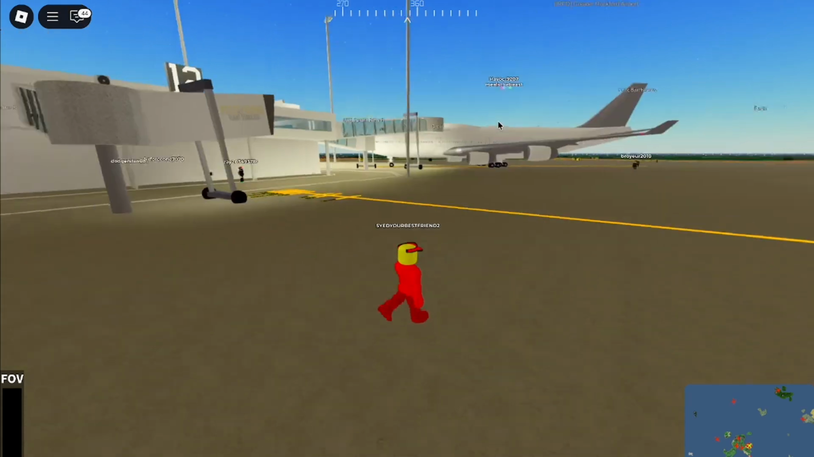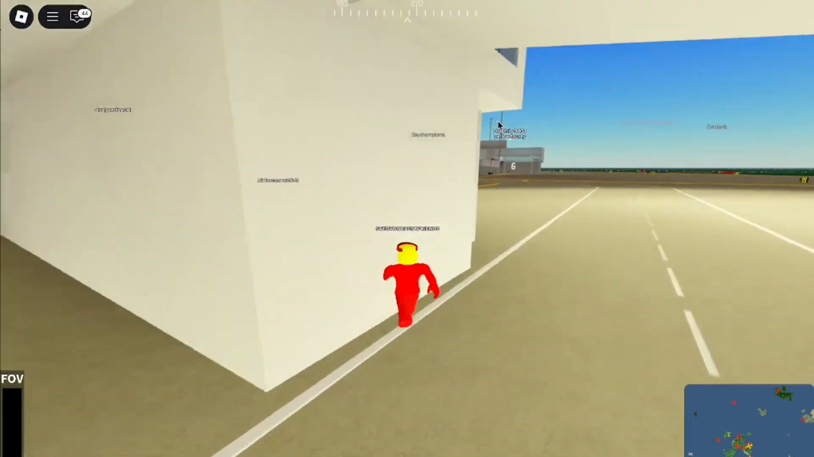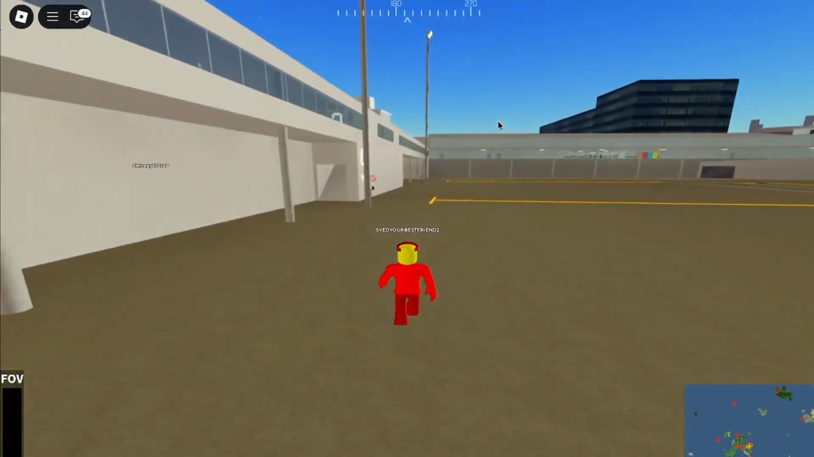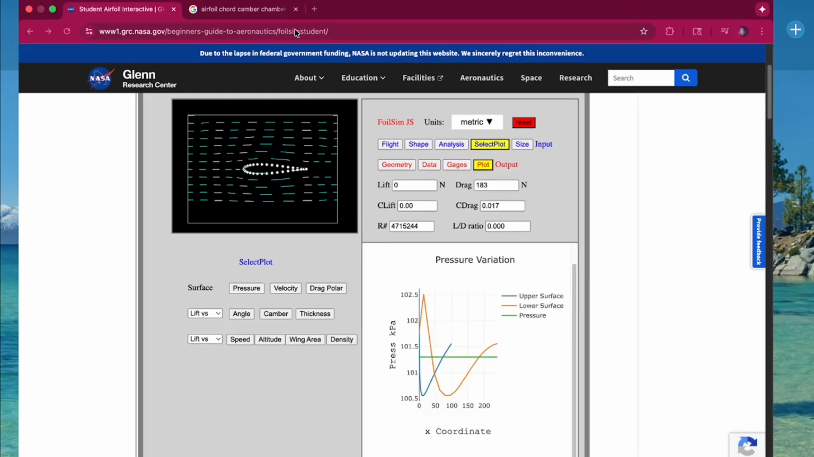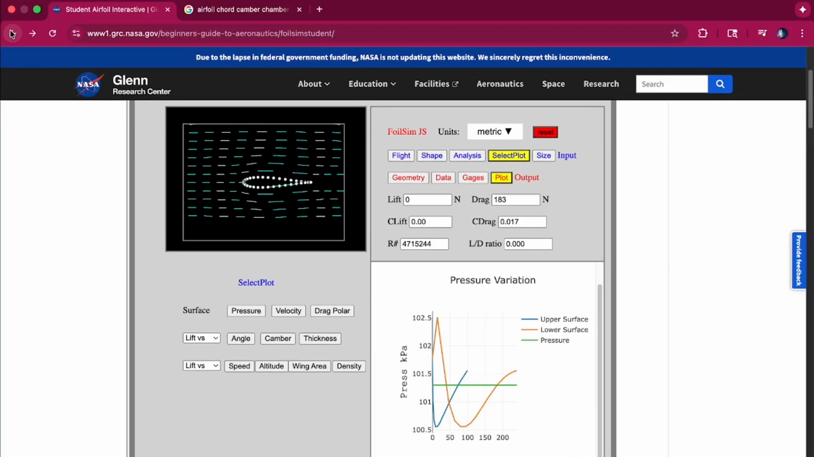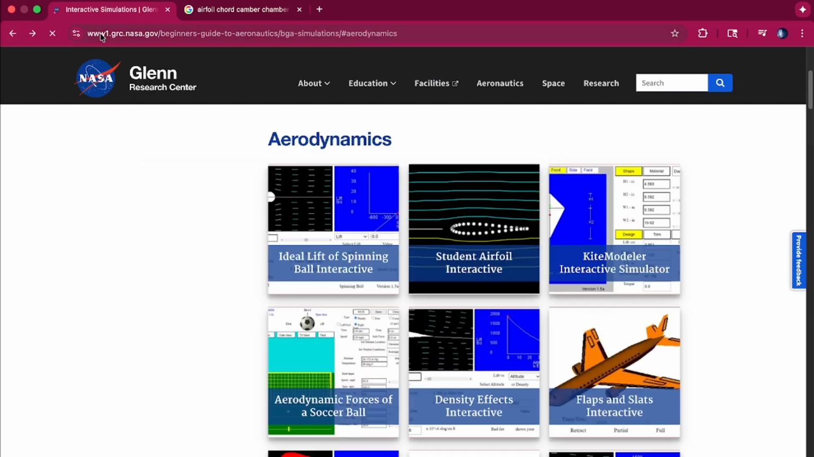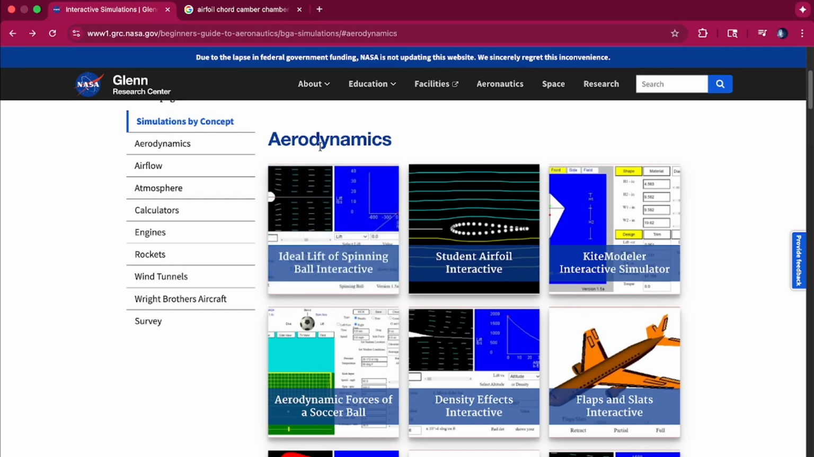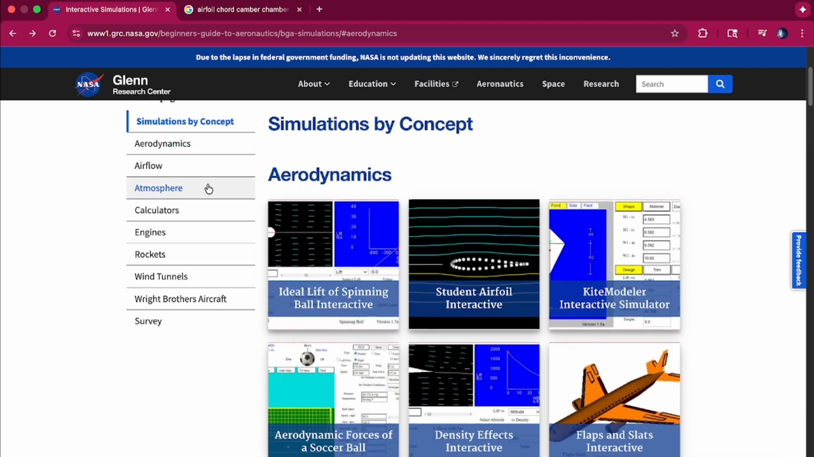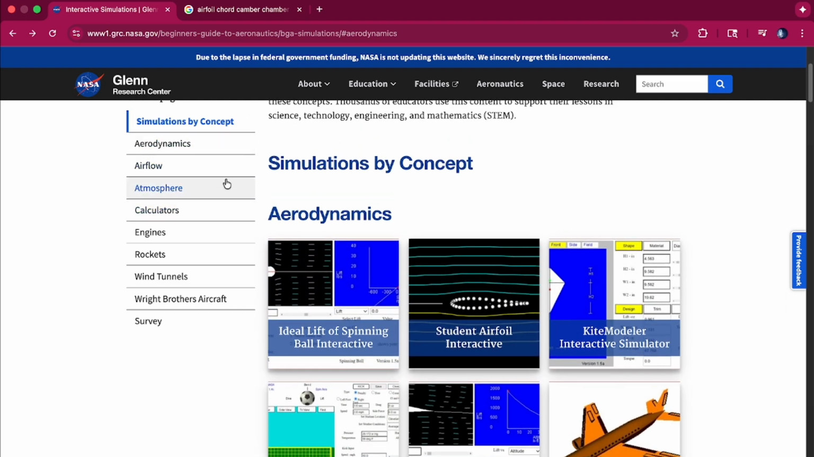Not only that, we're also going to be exploring simulations from here. We're going to be going over specific simulations on aerodynamics with NASA. The Glenn Research Center has made simulations with aerodynamics and a lot of things regarding air. So we can have aerodynamics, airflow, atmosphere, etc.